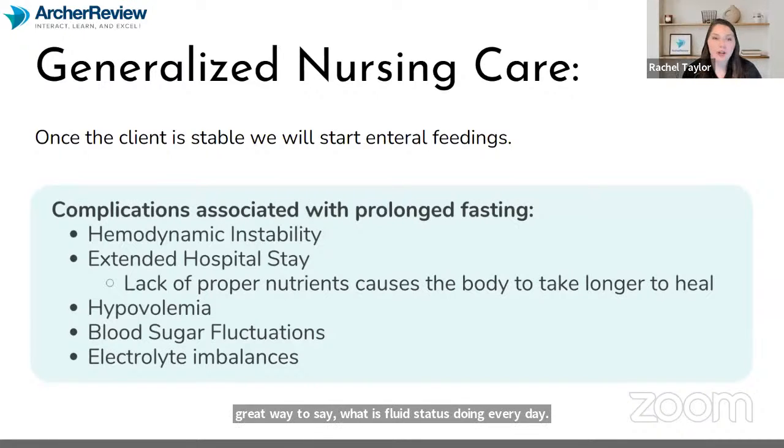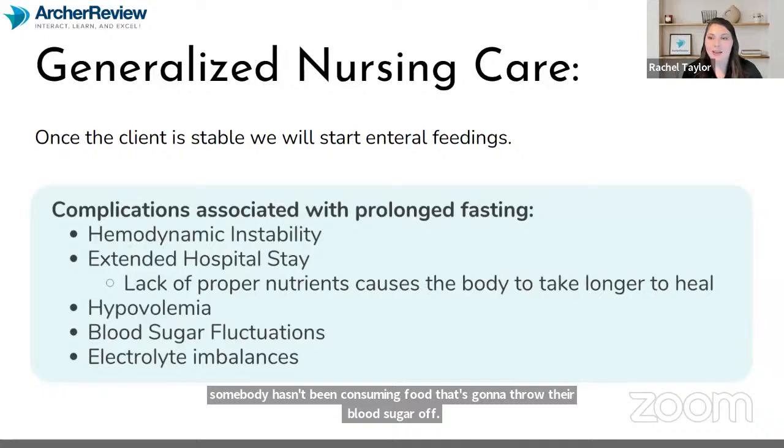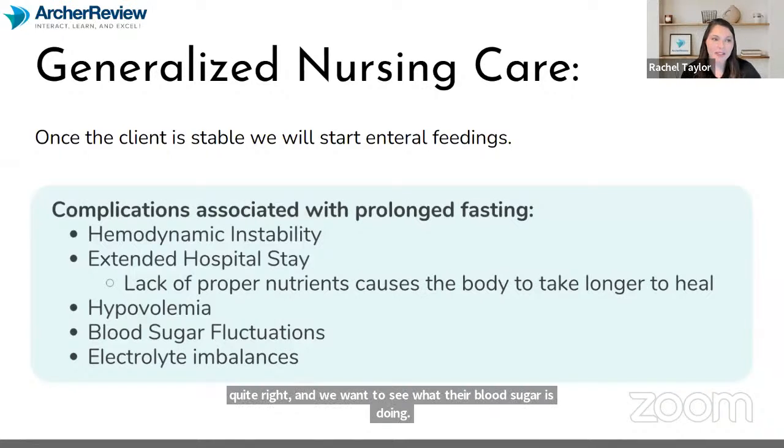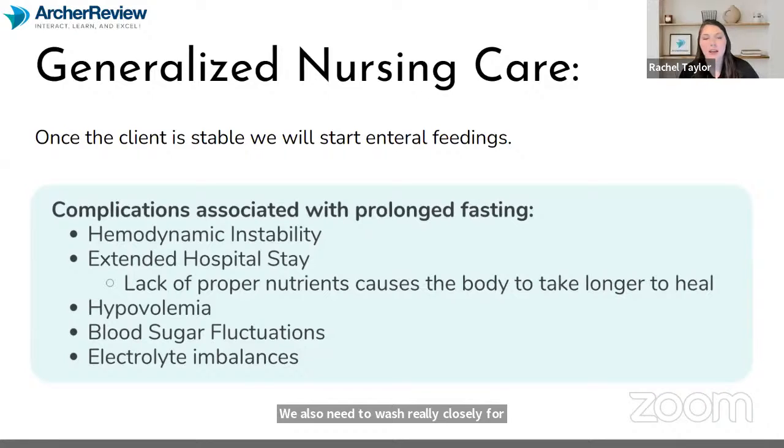We're going to watch their blood sugar, right? If somebody hasn't been consuming food, that's going to throw their blood sugar off. But then if we start them on TPN or enteral feedings, maybe their body doesn't respond quite right, and we want to see what their blood sugar is doing. We also need to watch really closely for electrolyte imbalances. A lot of times when someone is septic, we can see that their sodium gets thrown off. We can see their potassium gets thrown off. So we want to watch those closely.